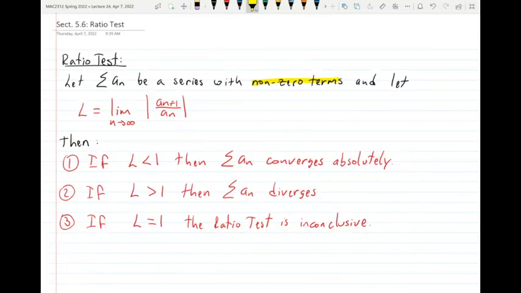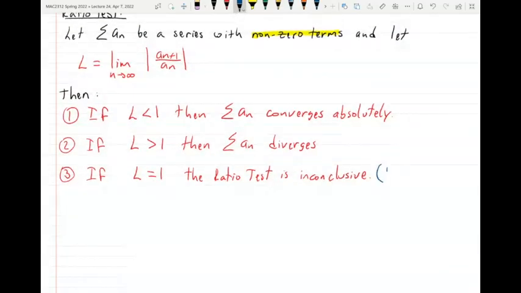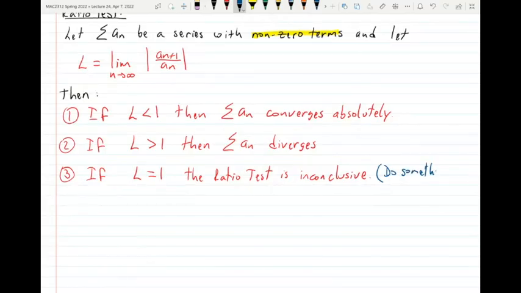Depending on what the limit is, you can immediately say what happens to the series. If the limit happens to be a number less than 1, then the series converges absolutely. If the limit is a number bigger than 1, including infinity, then the series diverges. If the limit is 1, you're out of luck. You cannot use this. The test is inconclusive. You need to do something else. But at least if you compute this limit and get a number different than 1, you will be able to say whether it converges or not. So this is a very nice test. The ratio test is inconclusive here: do something else.